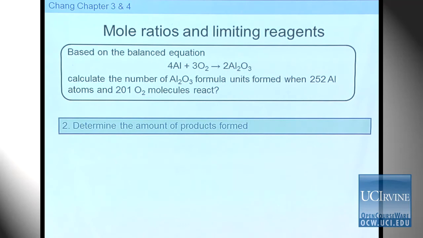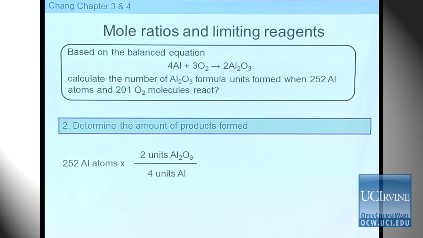Here it is. I have the limiting reagent. This is how many I have of the limiting reagent. I want to convert that into the amount of product. How do you do that? Well, with the ratio between the two. For each 4 of these, I generate 2 of those. I want to go to this, so I put that on top: 2 of these for each 4 of the limiting reagent, aluminum.